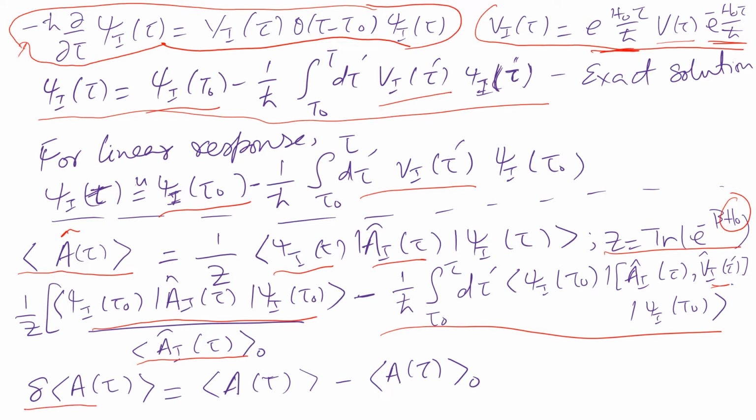The fluctuation from the equilibrium is the expectation value of the operator A at time tau, minus its value calculated when the interaction was not turned on. This difference will give you the fluctuation or first order correction. So this will be equal to this term. Okay, now we move forward.